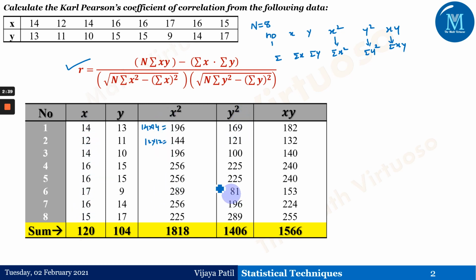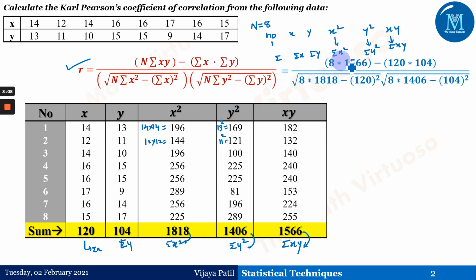Then y square is nothing but the square of the y column, that is 13 square, 11 square, and so on, and we have done the summation. So this is summation of x, summation of y, summation of x squared, summation of y squared, and this is summation of xy. These are the values for the summations. We will just take the values and put them in the formula. If you observe here, n is 8.